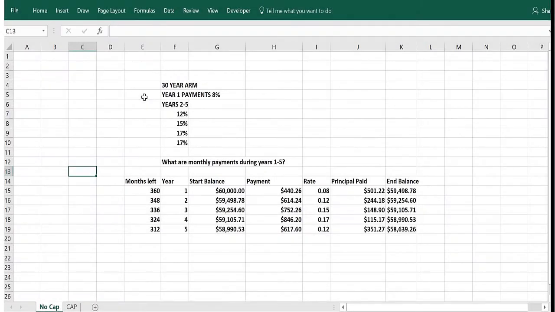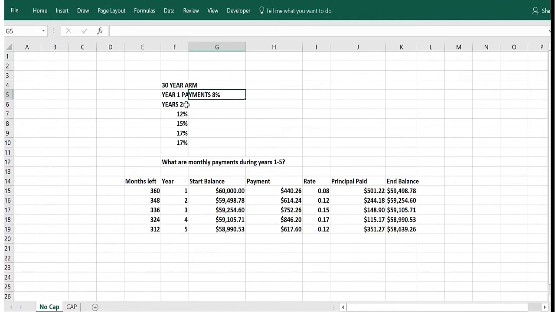And this video will show how our knowledge of Excel financial functions makes it easy to calculate the payments on an adjustable rate mortgage, which many of you may have. So let's consider a 30-year adjustable rate mortgage with monthly payments. So there are 360 months of payments.